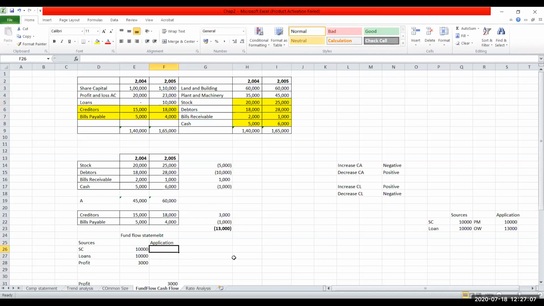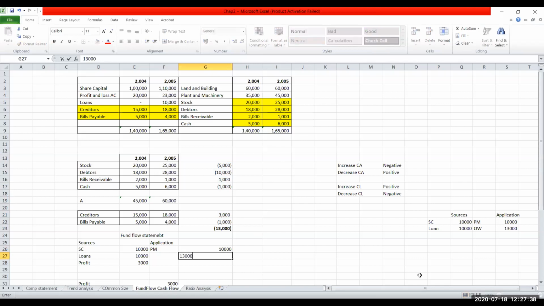So what happens to land and building? Nothing. Land and building is 0 because there is no increment in value. If I see plant and machinery, what is happening? Last year it is 35,000, this year it is 45,000. That means we have applied our fund to the extent of 10,000. Money has gone out of the business to the extent of 10,000 compared to last year. Then we also need to take this amount, because this is an application of fund, because this is coming negative. So we have to take it as application of fund.